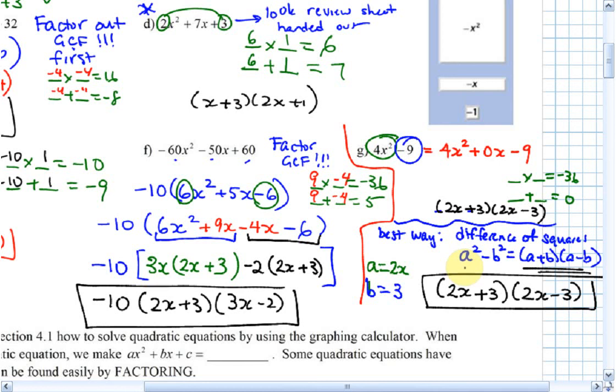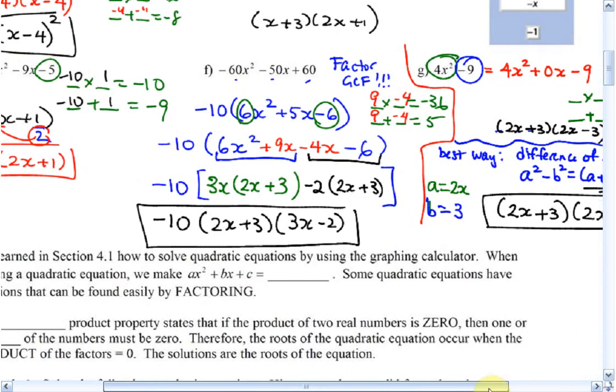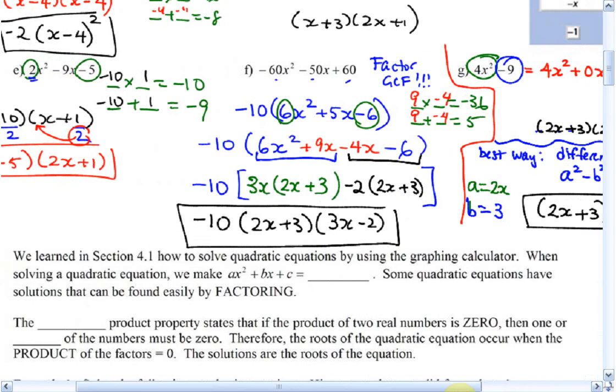All right. Let's actually start grade 11 stuff now. In section 4.1, we learned how to solve quadratic equations by using the graphing calculator. You punched the buttons, it was all good. When solving quadratic equations, what you actually did was make that ax squared plus bx plus c, that standard form, equal to 0.